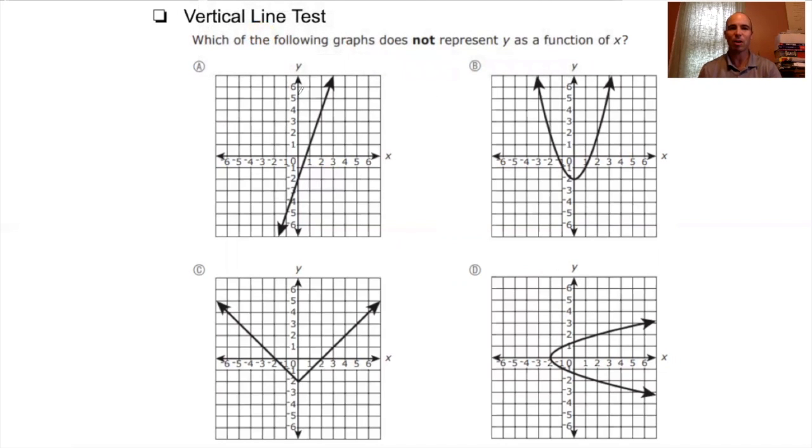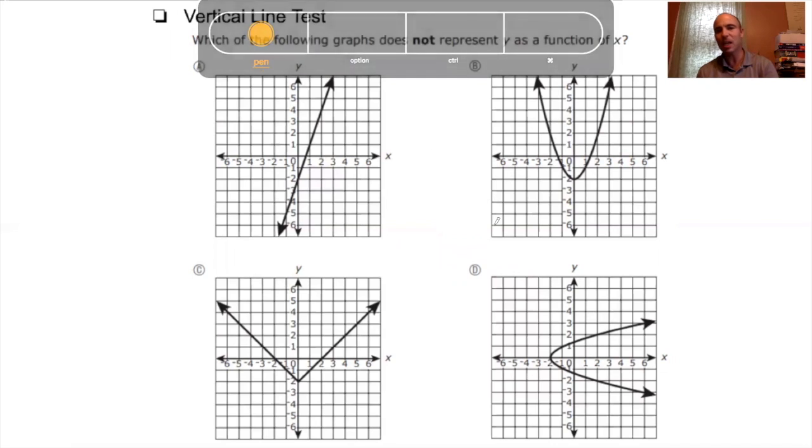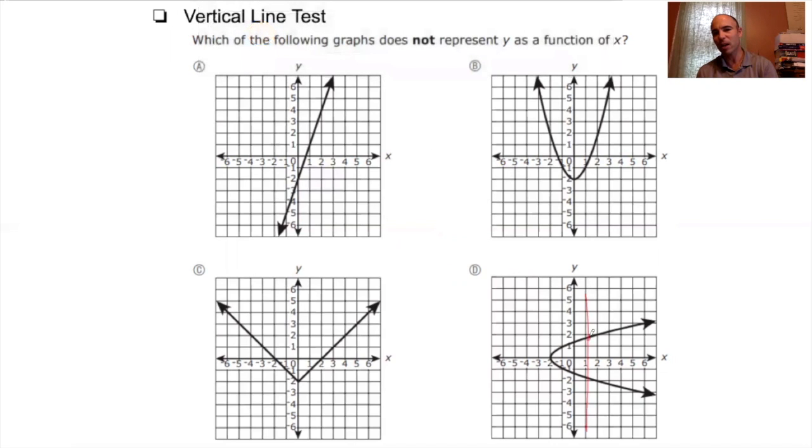And let's see, well, there's no vertical lines through A, no vertical lines that can pass through B or C, but D, right? Yeah, no way. D is not a function, right? Some people might ask, well, hey, how come B is a function and D isn't a function, even though it's kind of like B sideways?